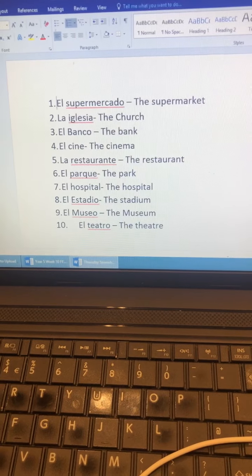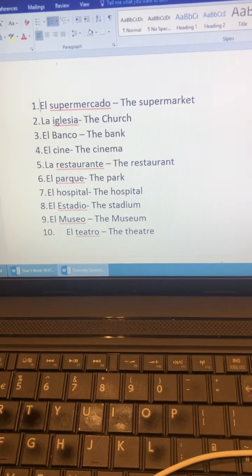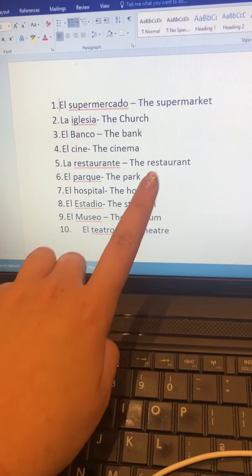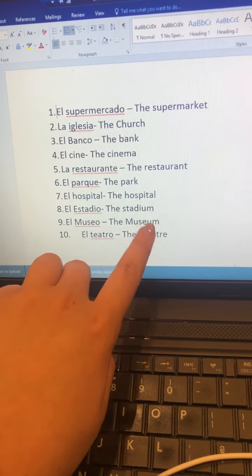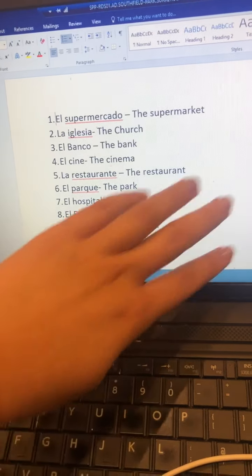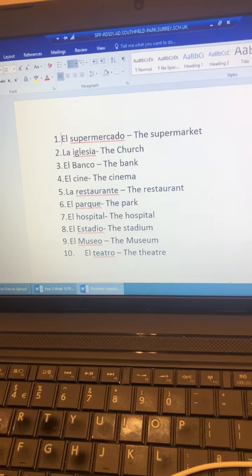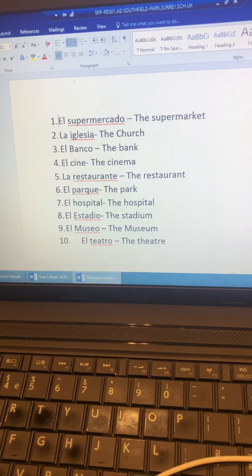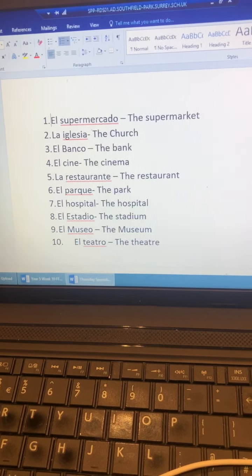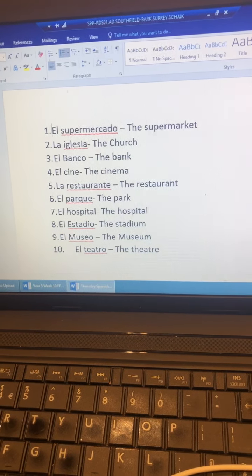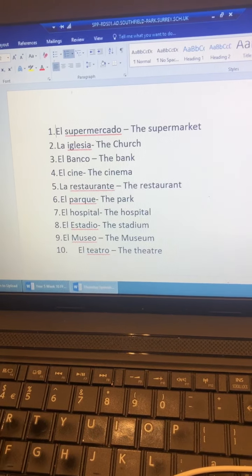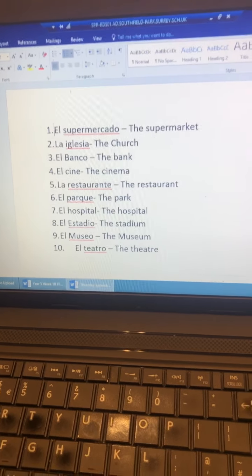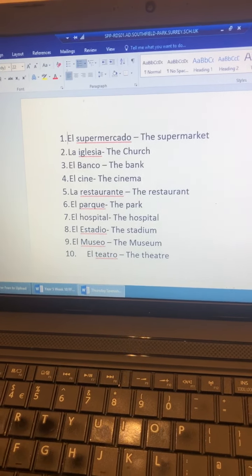So here are your words that you're going to be learning today. They're all places around the town. So you've got the supermarket, the church, the bank, the cinema, the restaurant, the park, the hospital, the stadium, the museum and the theatre. And the reason I put "the" in front of all of them is because when we go on to our next part, it's going to be really easy for you to change the tense and change what you need to. You can always remove it if you wanted to. But in Spanish, they tend to say the supermarket, the church, the bank.